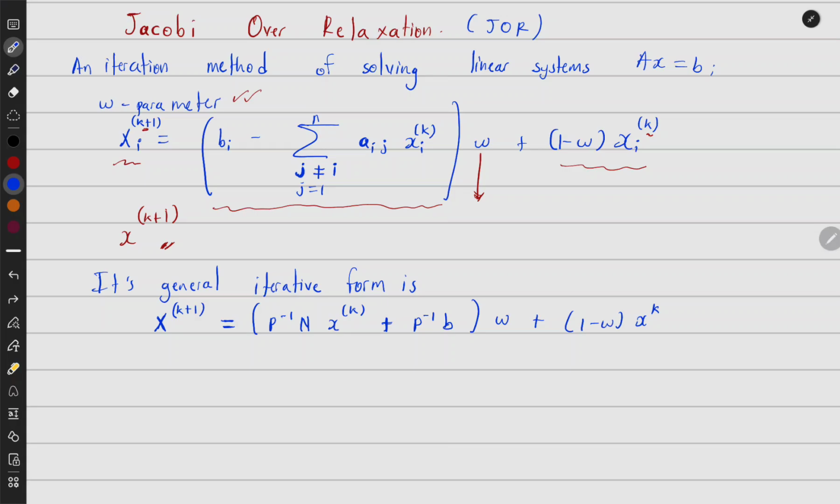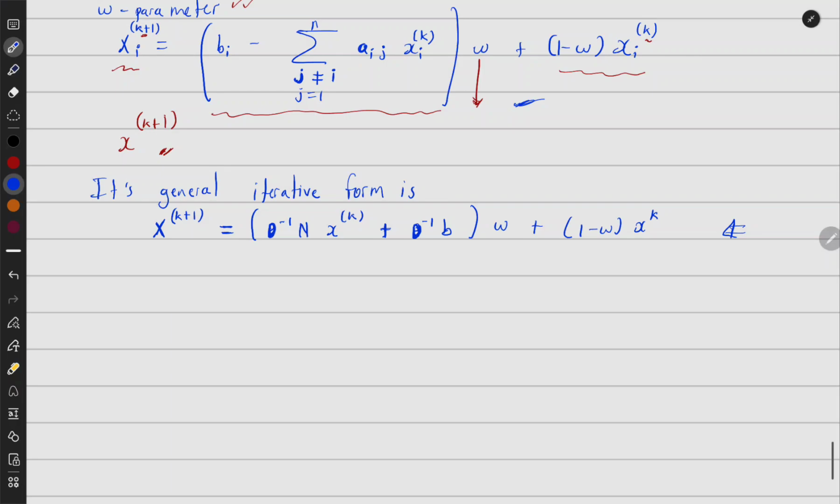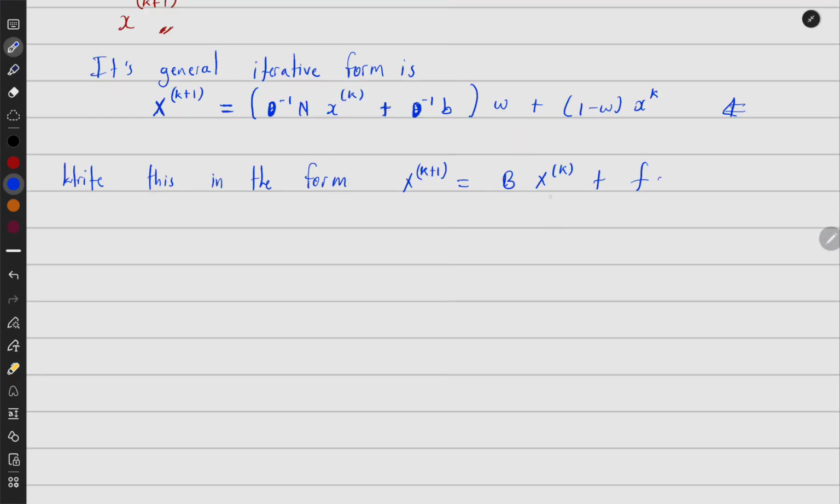So the general iterative form can be this, whereby here you're solving with the full matrix, not just part of the entries in x^k. Here you just get entries, while here you get the entire matrix at once. Since we are solving with the Jacobi method, this is supposed to be D, the diagonal matrix. Now let's see how we can write this in that form.